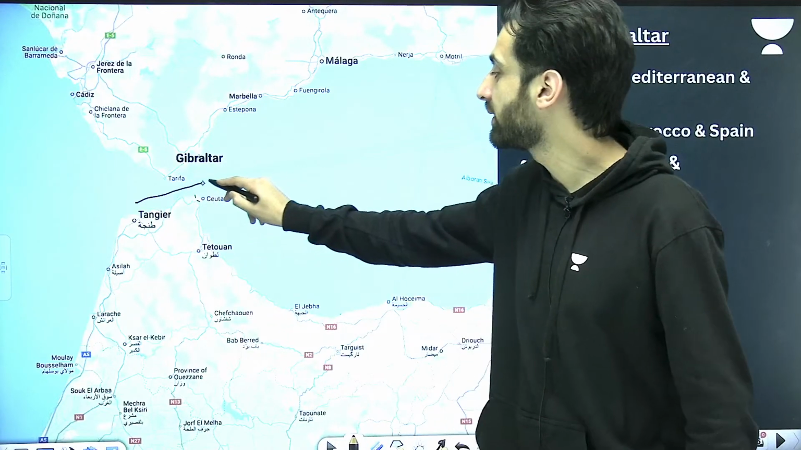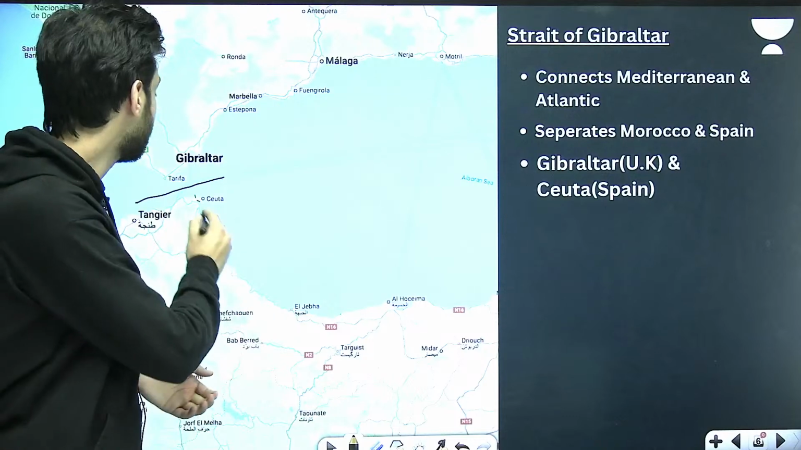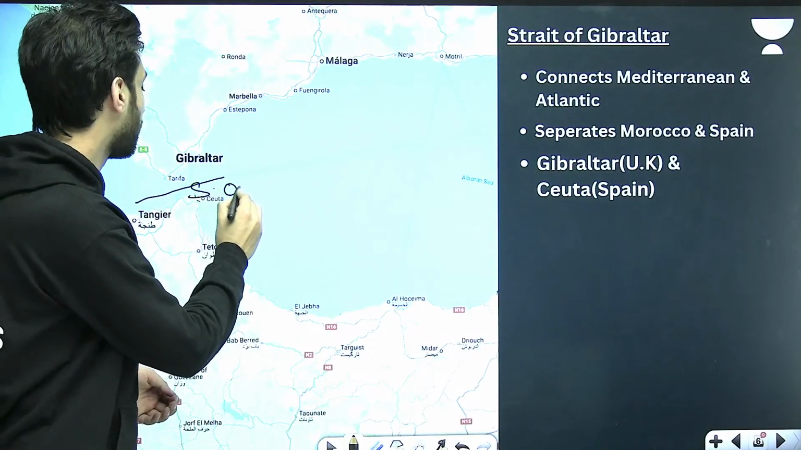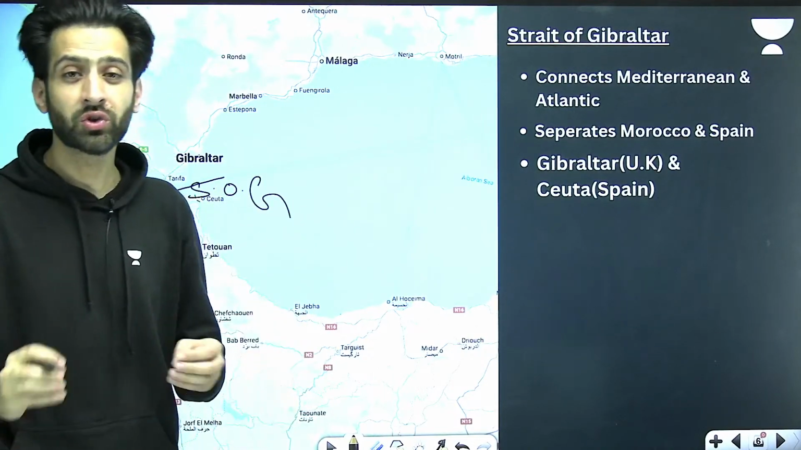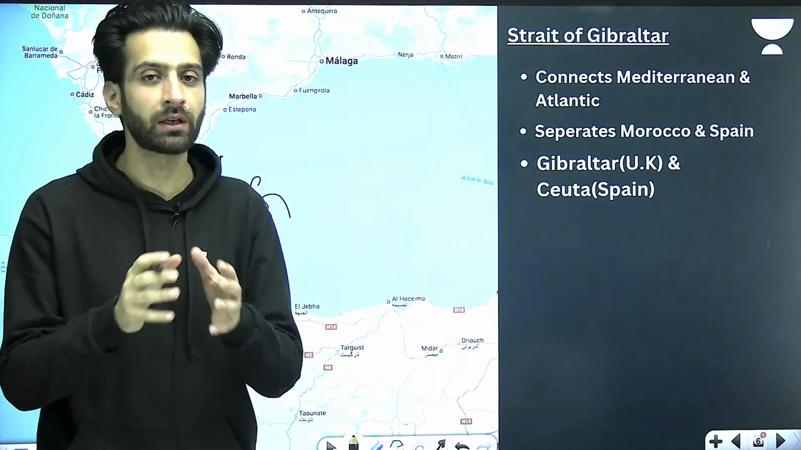This part is called the Strait of Gibraltar. Now, what is a strait? What do you think a strait is? This is the Strait of Gibraltar. A strait is a smaller water body connecting two larger water bodies.